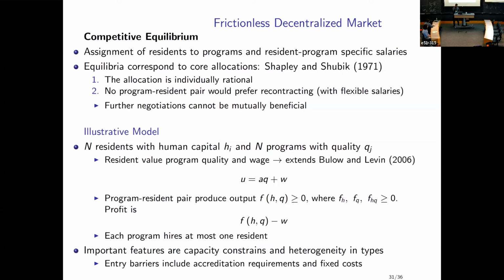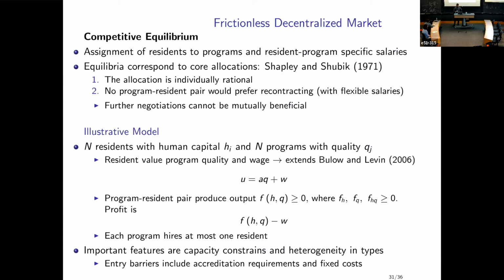So imagine every program can match to one resident. And there are n residents and programs. The quality of the program is Q_j. The utility of the resident for the program is A times Q_j plus the wage. So residents like the wage. And then the resident-program pair produces some output F of H, Q, that is net of training costs.